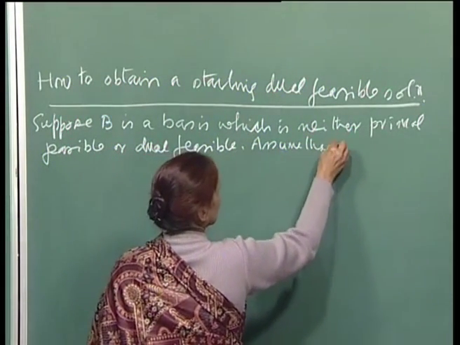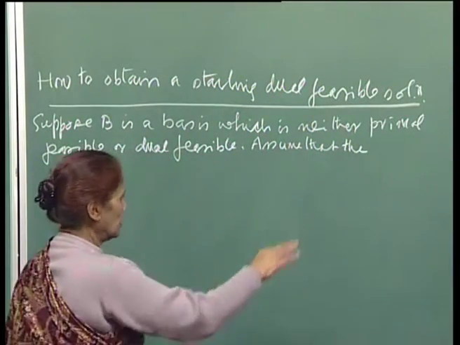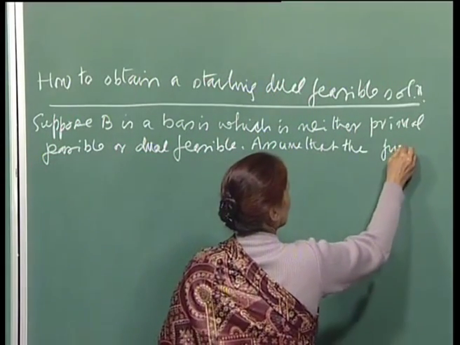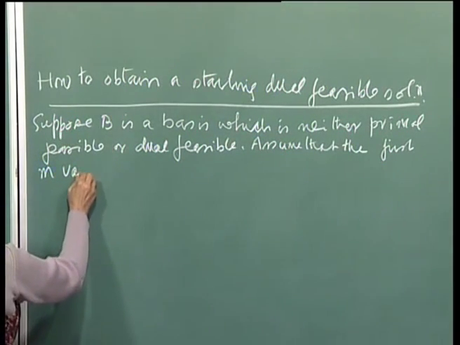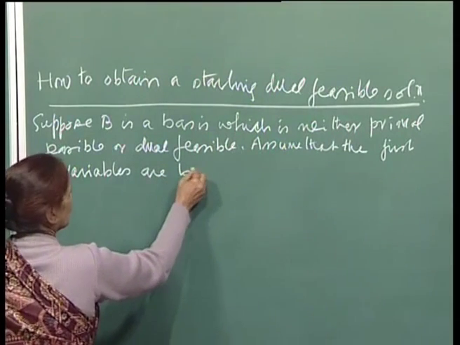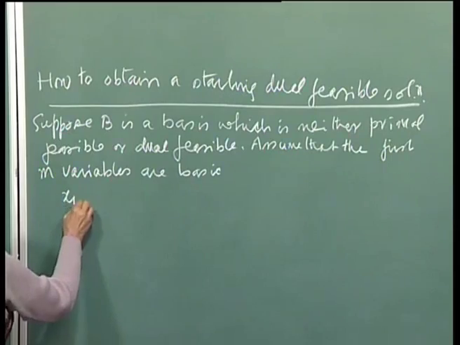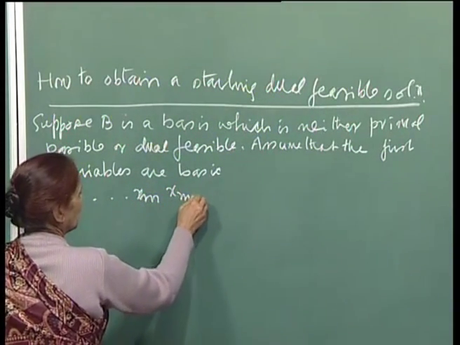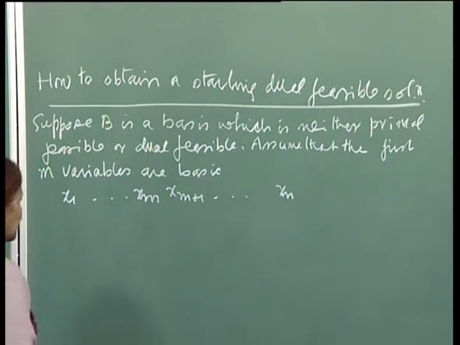m variables are basic. Then my tableau would have columns x1 to xm and then xm plus 1 to xn, which includes slacks and everything.